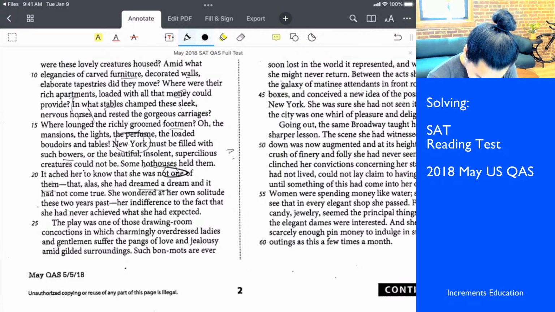Dreaming a dream. Solitude, that's important. That's important. Her indifference to the fact she had never achieved. Oh, that's a lot of. Okay, this is a big area for me. The play was one of those drawing room concoctions in which charmingly overdressed ladies and gentlemen suffer the pangs of jealousy. Okay, we're back to the play.